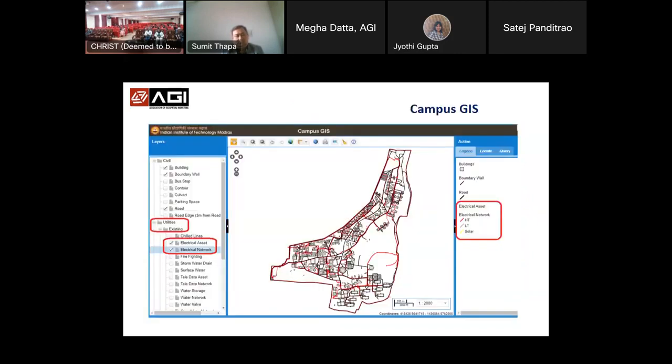And next, before concluding, this is the campus. You are in the campus. You have a couple of resources with you. Embark upon building a GIS of your campus, if you have not done anything.